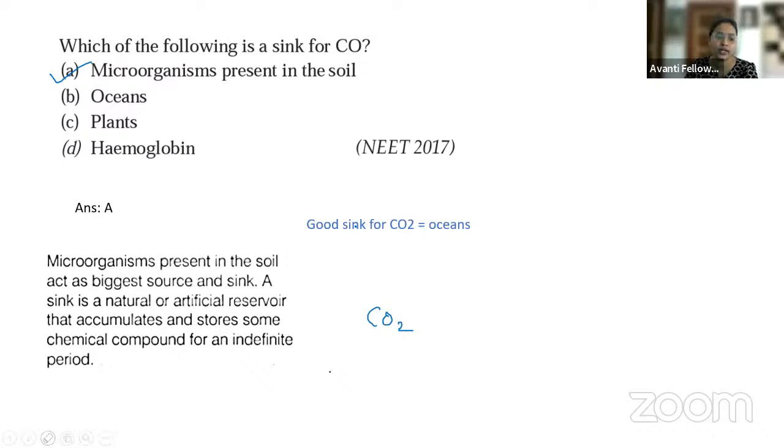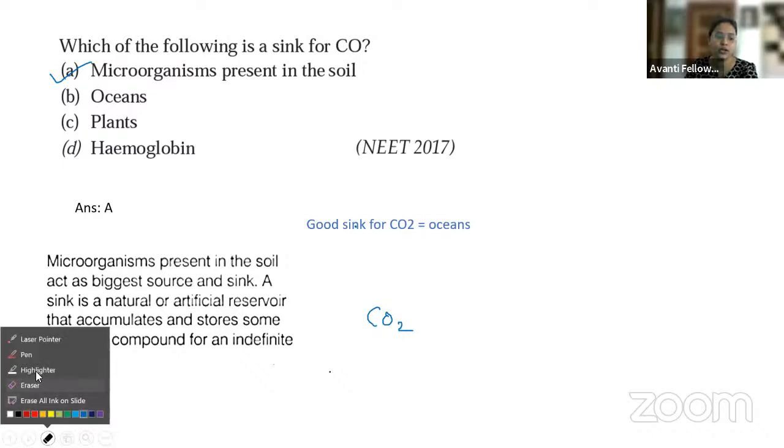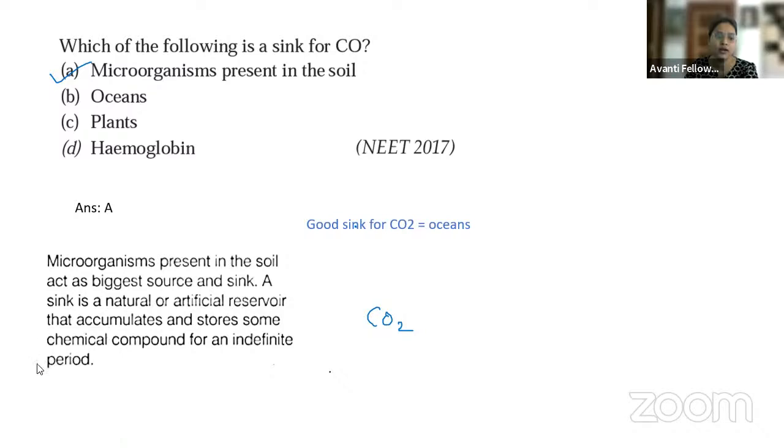कौन सा मॉलिक्यूल पूछा है? These are the two parallel questions. Okay, CO का good sink कौन सा है? Microorganism present in the soil. They disintegrate the CO. Okay, they store the CO for longer period of time.